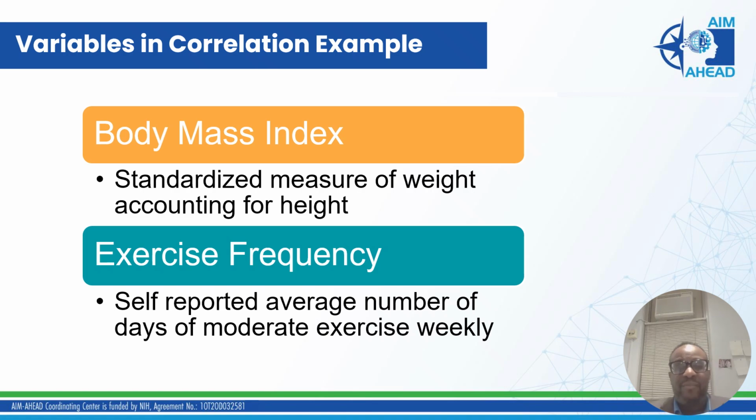So in our current example, our first variable is body mass index. Body mass index is a standardized measure of a person's weight while also accounting for their height. Values above 30 are considered obese. The second variable in this example is self-reported exercise frequency. More specifically, in this case, respondents are able to provide the average number of days they engage in moderate exercise during a given week. In this scenario, our respondents are gathered from all across the United States.